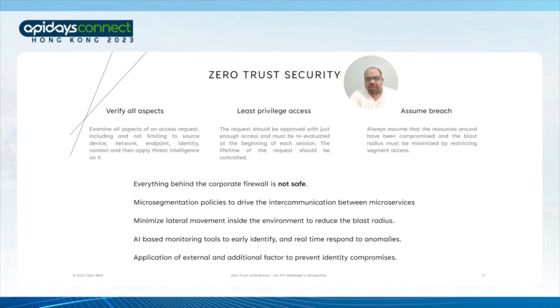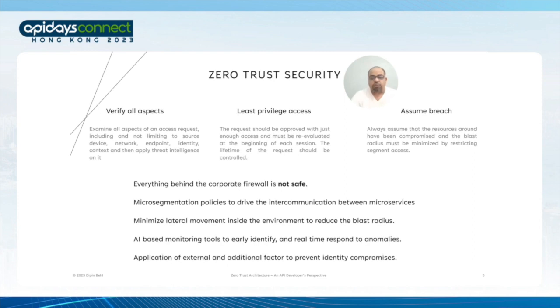As best practices of zero trust architecture, we must always assume that everything behind the corporate firewall is not safe. Now, we've been creating microservices in our APIs, but there must be defined microsegmentation policies on how they can communicate and trust each other. Again, minimizing the lateral movement between these microservices can help contain the blast radius in case of an actual breach.